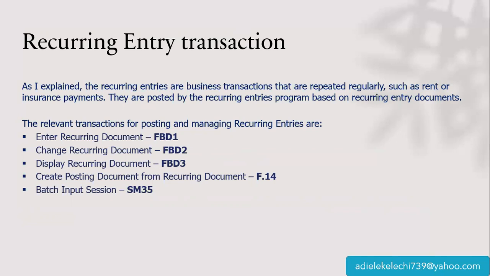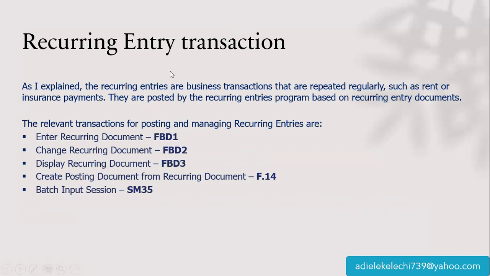The relevant transactions for posting and managing recurring entries are, first, to enter a recurring entry program, use the transaction code FPD1. To change a recurring entry program, use FPD2. To display a recurring entry program, use FPD3. To create posting documents, of course, to do the actual posting, we use F.14. And to run a batch input session where this posting is done, use SM35.